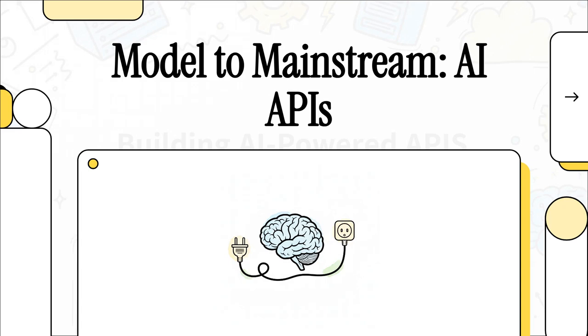All right, welcome back. So, you've done the hard part. You've trained this incredible, powerful AI model. But now what? Today, we're going to take that brilliant model out of the lab and plug it directly into the real world. We're building a lightning-fast, production-ready API.